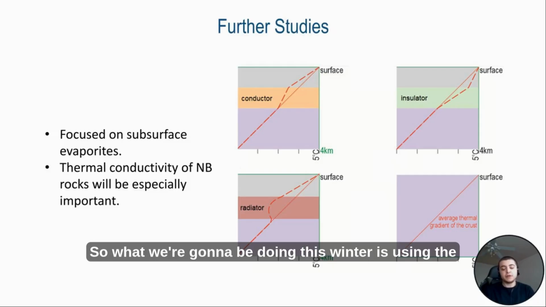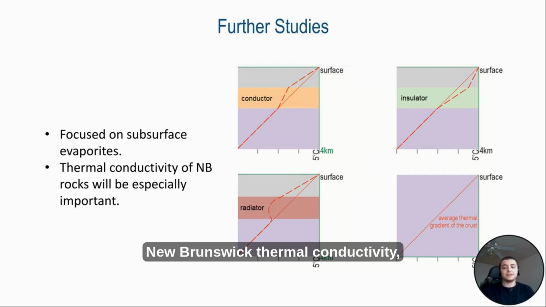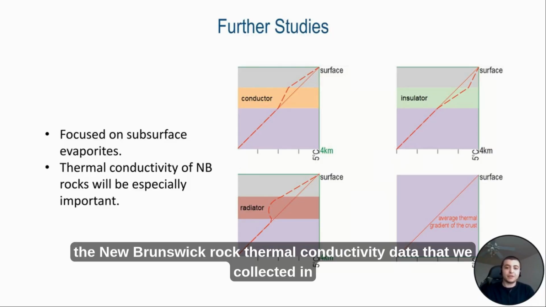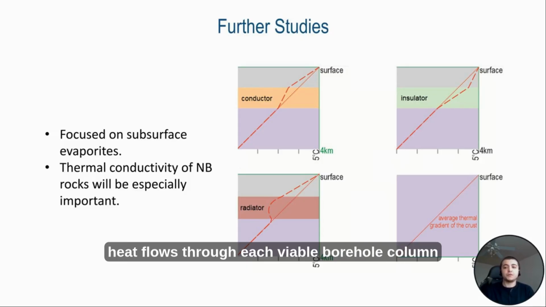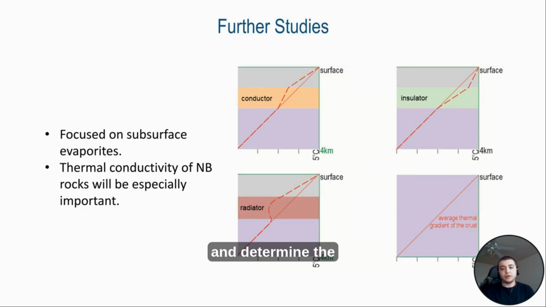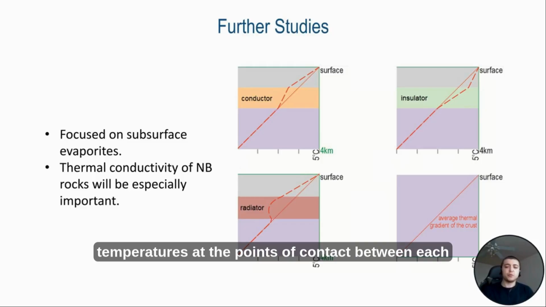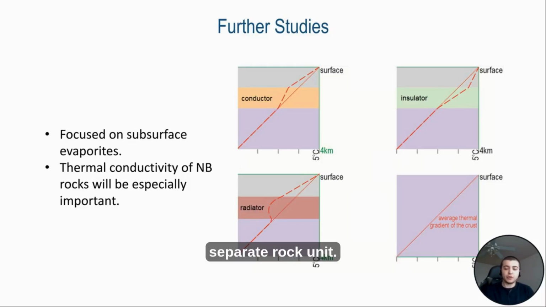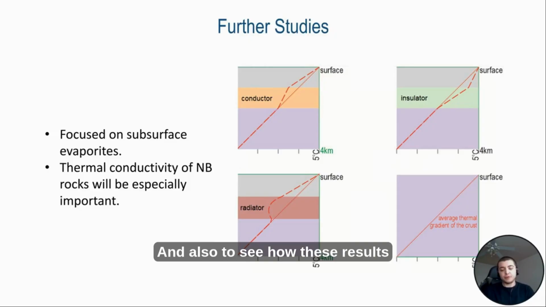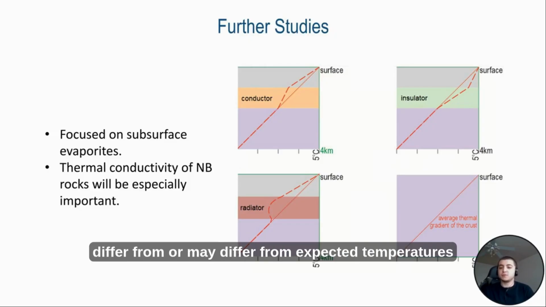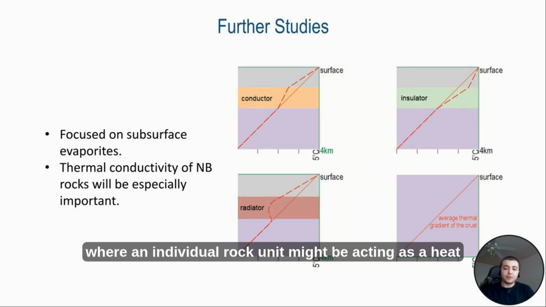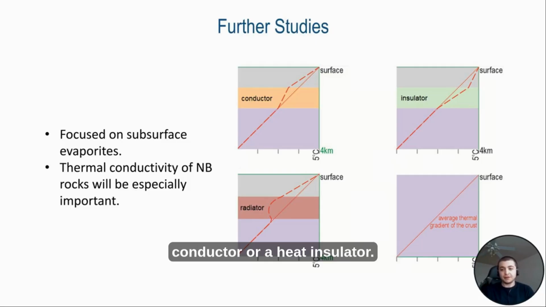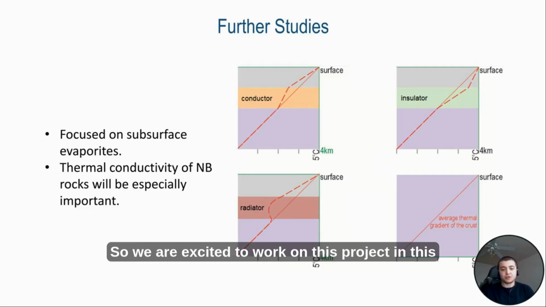So what we're going to be doing this winter is using the New Brunswick rock thermal conductivity data that we collected in 2021 to more accurately calculate heat flows through each viable borehole column and determine the temperatures at the points of contact between each separate rock unit, and also to see how these results differ from or may differ from expected temperatures calculated using the average geothermal gradient. So this will hopefully help us determine where an individual rock unit might be acting as a heat conductor or a heat insulator. So we are excited to work on this project in this next phase.